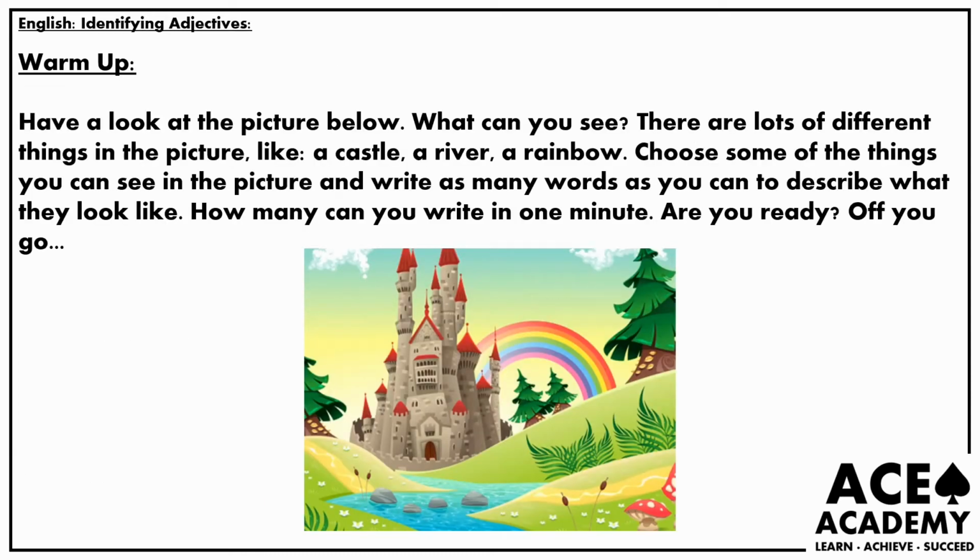Let's start with a warm-up. Have a look at the picture below. What can you see? There are lots of different things in the picture, like a castle, a river, a rainbow. Choose some of the things you can see in the picture and write as many words as you can to describe what they look like. How many can you write in 1 minute? Are you ready? Okay, off you go.